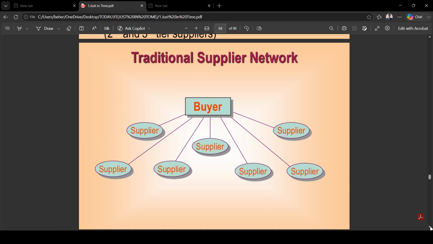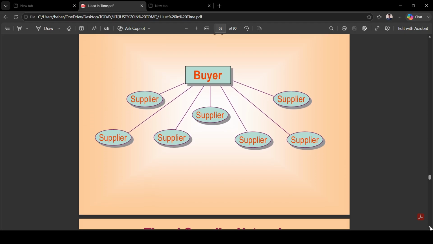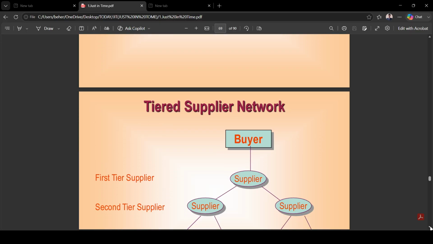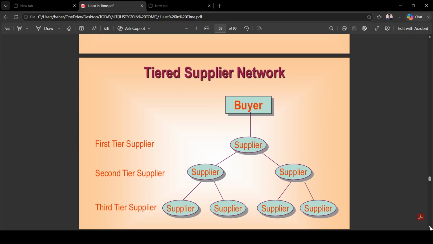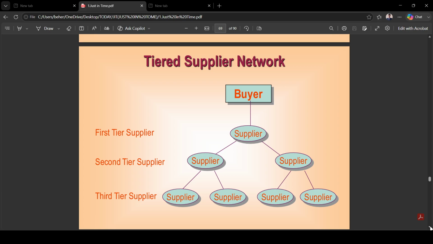Traditional supplier networks: buyer, supplier. Tier supplier network: first tier supplier, second tier supplier, third tier supplier.